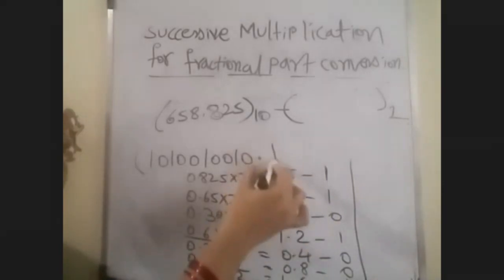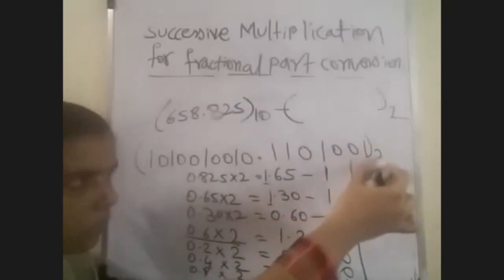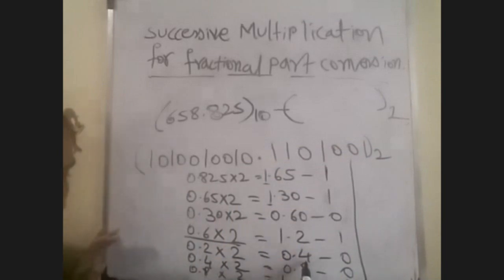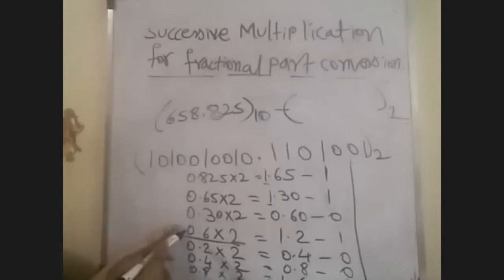So now 1, 1, 1, 0, 0, 1, 1, 0, 0, 0. Is it clear? So at the fractional part, we didn't get the value 0. Then we can take 7, 8 multiplication values. In that, again, we will cross check for 1 or 2 steps for repeated values. There we can stop it. No need to consider it as 0. So at the third value, again I get 0.65, which means there we can stop.